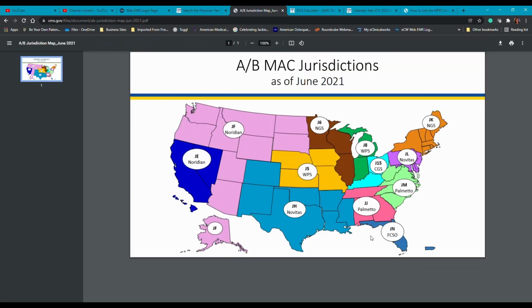The A and B is probably the most applicable to the most people watching this channel, but as you can see, my jurisdiction is F. We use Noridian. Jurisdiction E uses Noridian. This is F. But see jurisdiction H, Novitas, WPS, CGS, Palmetto, FCSO. So it's really good, and this is the most recent on here as well.